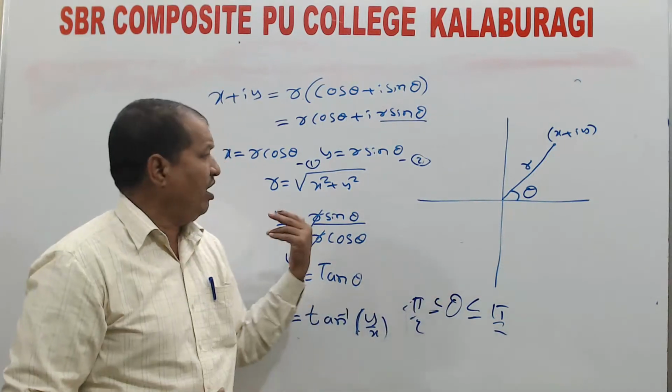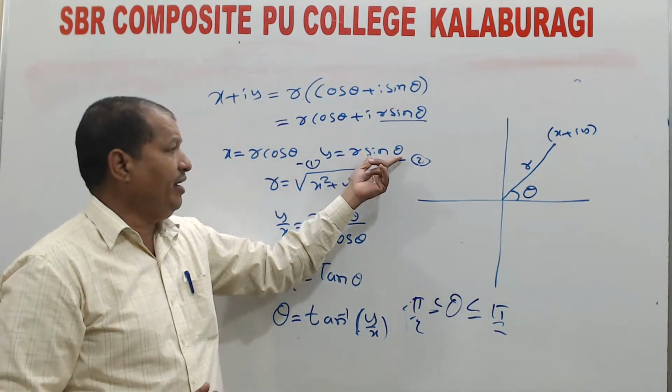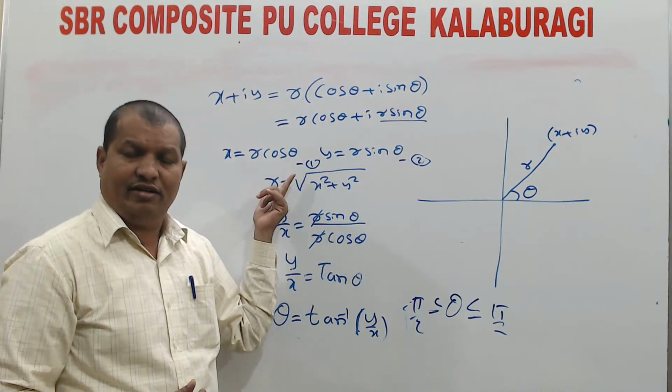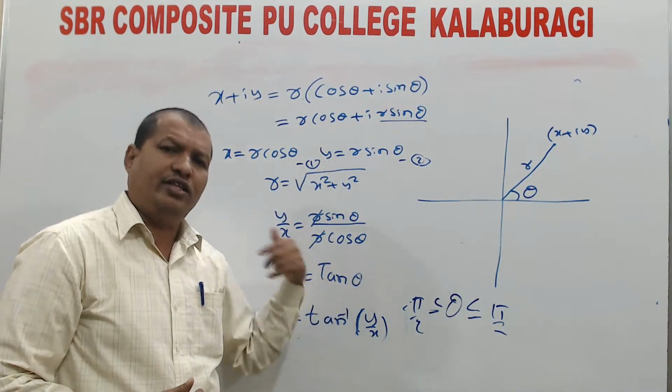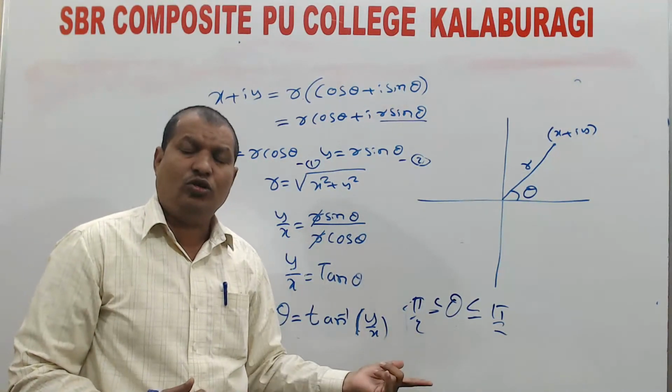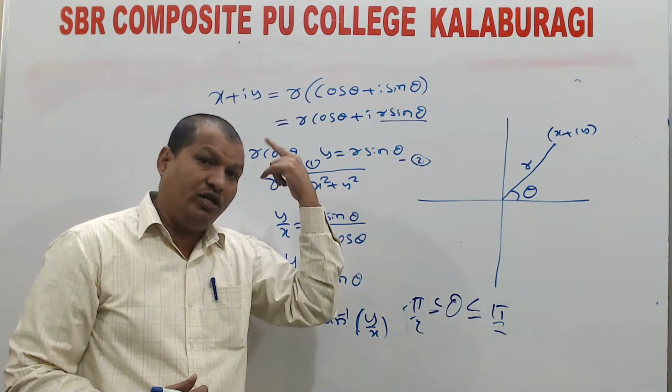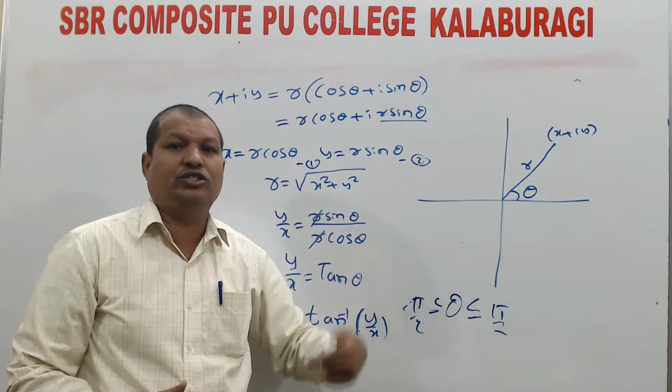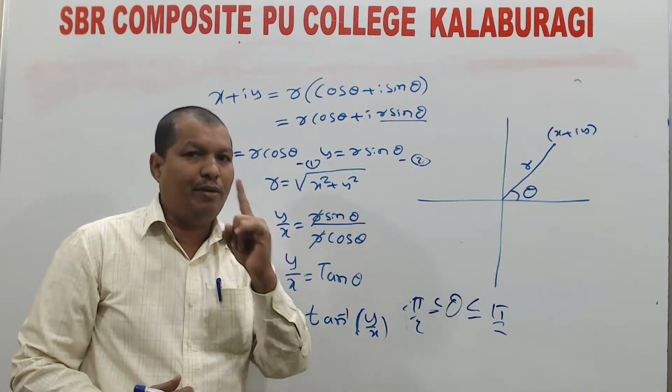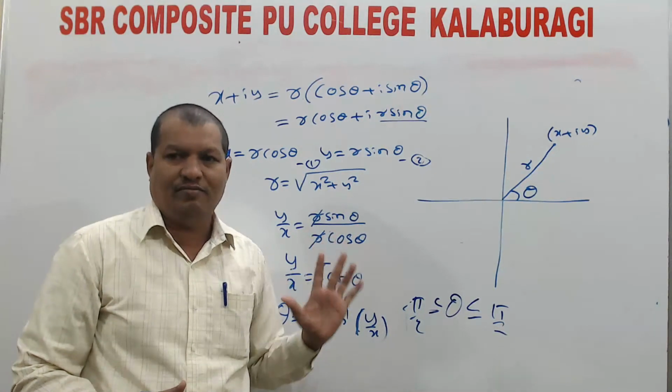Cot also you can take. Why can't we take only sin theta? Because by taking only sin theta you will not get it. You can take tan theta or cot theta, but the principal value of cot theta is again different, and again we have different cases to discuss. That is why you have to remember only one form, tan theta.